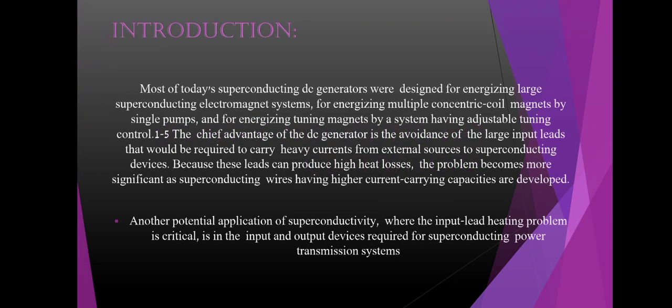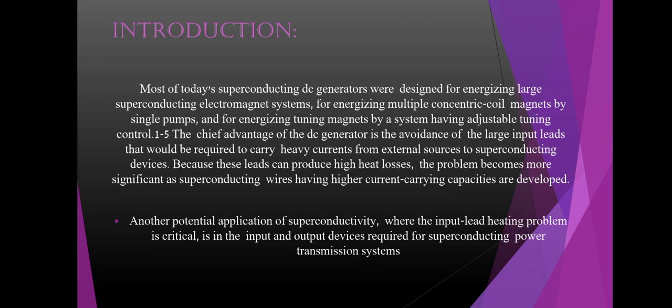So, introduction. Most of today's superconducting DC generators were designed for energizing large superconducting electromagnet systems, for energizing multiple concentric coil magnets by single pumps, and for energizing tuning magnets by a system having adjustable tuning control. The chief advantage of the DC generator is the avoidance of the large input leads that would be required to carry heavy currents from external sources to superconducting devices, because these leads can produce high heat losses. The problem becomes more significant as superconducting wires having higher current carrying capacities are developed.